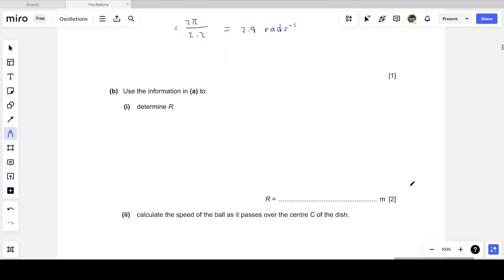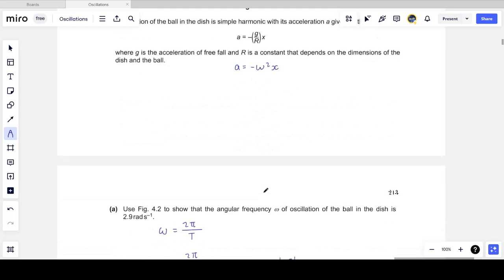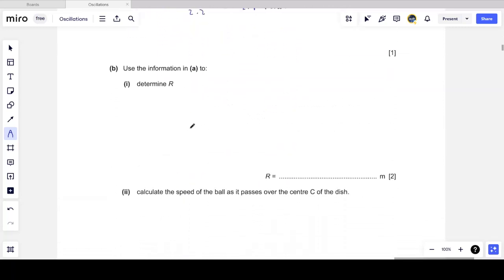Now, however, we are told that we want to use the information in part A to determine r. So r is a constant, but we don't really know what it is. What we know is that the equation for simple harmonic motion is a equals minus omega squared x. That means the thing in the bracket, g over r, is omega squared, because this ball is undergoing simple harmonic motion. So what I can do is equate omega squared to the thing in the brackets, g over r, which means then that r is equal to g over omega squared.